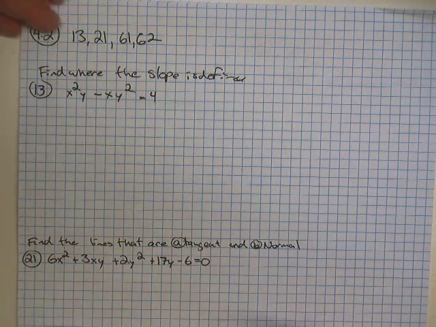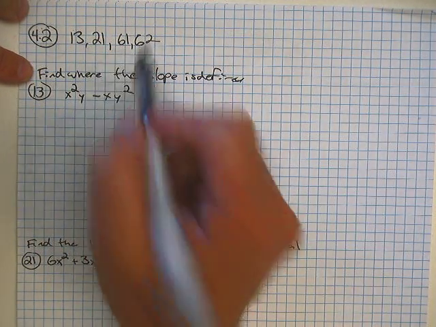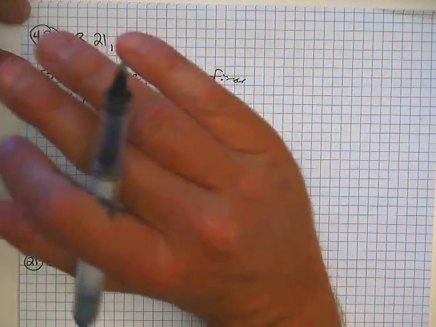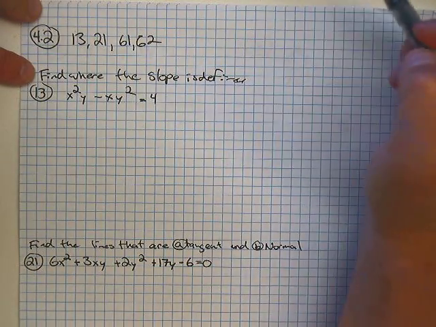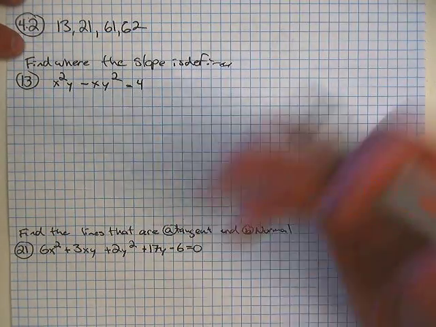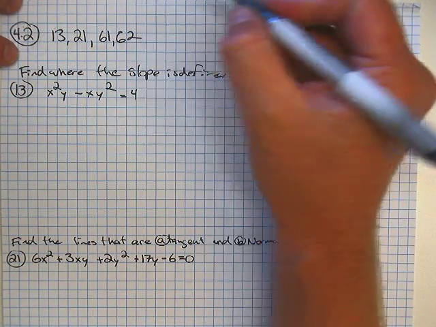Alright guys, here we go again. This is chapter 4.2, numbers 13, 21, 61, and 62. We're doing implicit differentiation. Implicit differentiation, algebra is so important. You guys are going to mess up if you don't follow your algebra. You've got to know your derivative rules and everything, but remember the one rule of implicit differentiation.